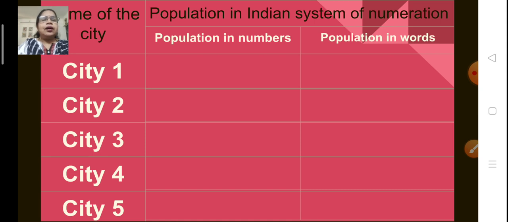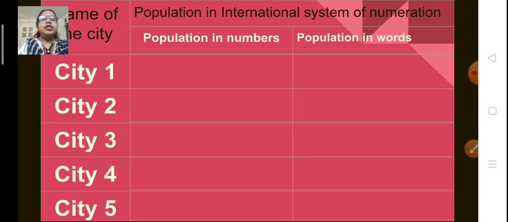This is how you write it: you have to make 3 columns. First column, name of the city: city 1, 2, 3, 4 and 5. First city, whatever is your city, for example, you can write Delhi. Okay. Then population in Indian system of numeration. This table is about the Indian system of numeration, isn't it? Then you have to write the population in numbers according to the Indian system of numeration, and then you have to write it in words also according to the Indian system of numeration.